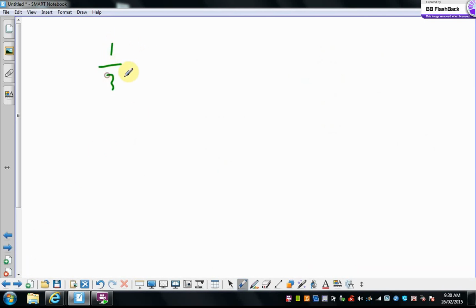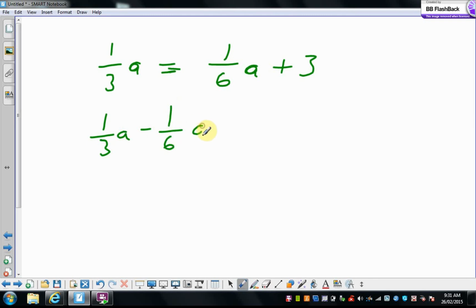So if you have something like this, 1/3 a is equal to 1/6 a plus 3. Okay, now we got a bit of an issue. We got to clean this whole thing up. There's a couple ways to do this. I'm going to start off by collecting my like terms first. I'm going to bring all my a's over. So I have 1/3 a subtract 1/6 a is equal to plus 3.